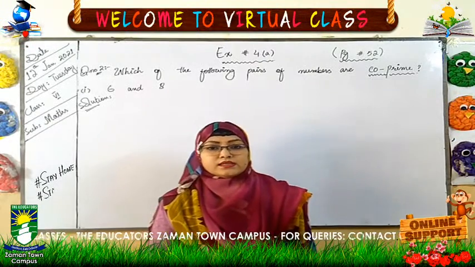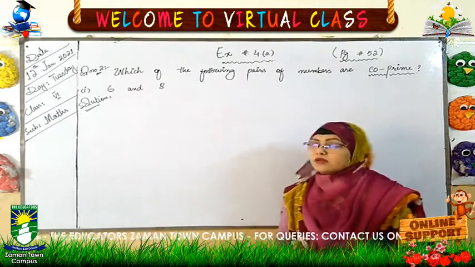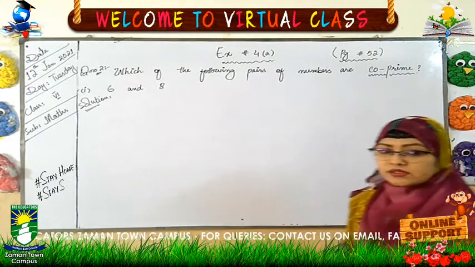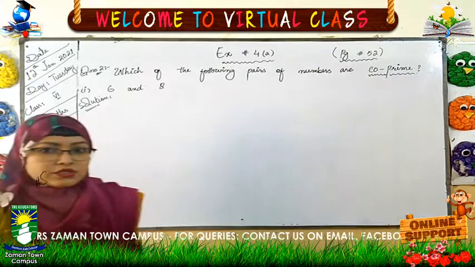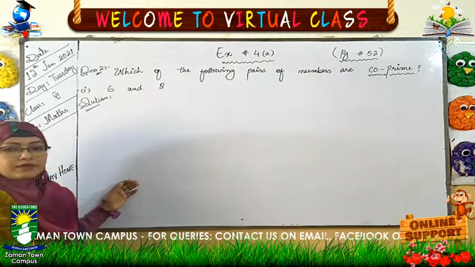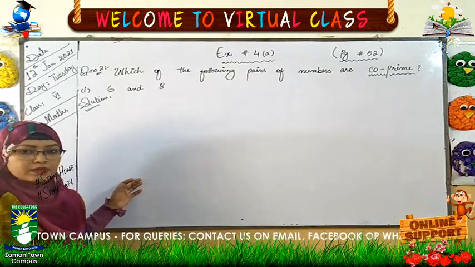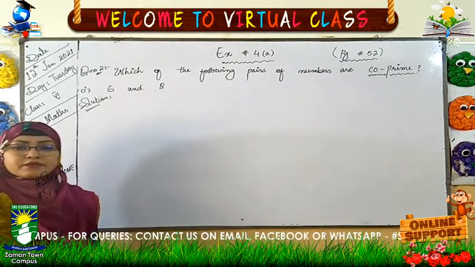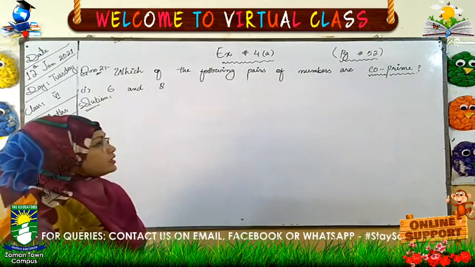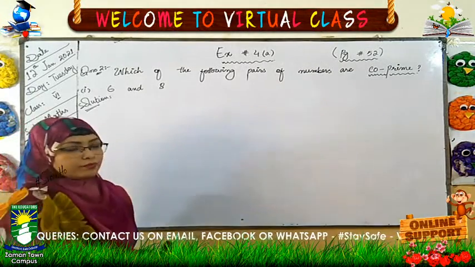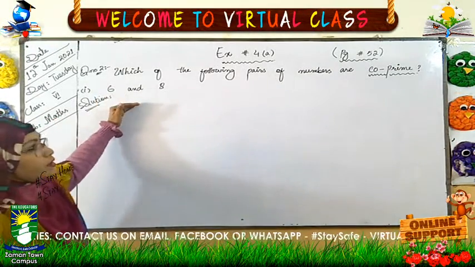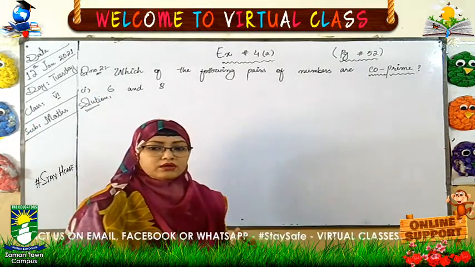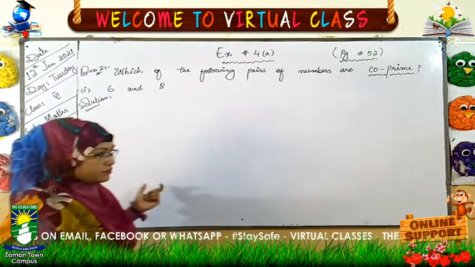Good morning, class 6. It's our exercise number 4A, and we are solving the questions related to factorization. We had studied in the previous class about how to make the prime factors, and what the prime factors are. Now we have a topic: which of the following pairs of numbers are co-prime.